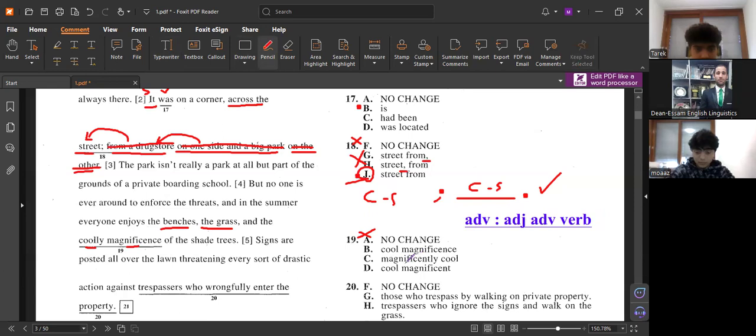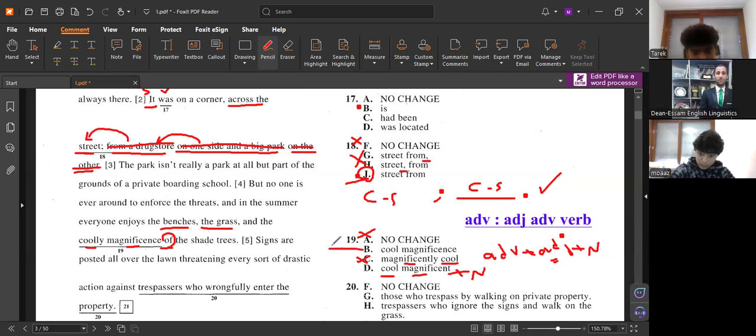Here again, magnificently is an adverb. Okay. Look, after it, an adjective. That is correct. But wait, after it, we need a noun. We need a noun because this adjective describes what exactly? It does not make sense. It doesn't describe of. Of is not a noun. So here again, C is wrong. Letter D, cool, adjective. Magnificent, adjective. Okay, but what does it describe? What is the noun?